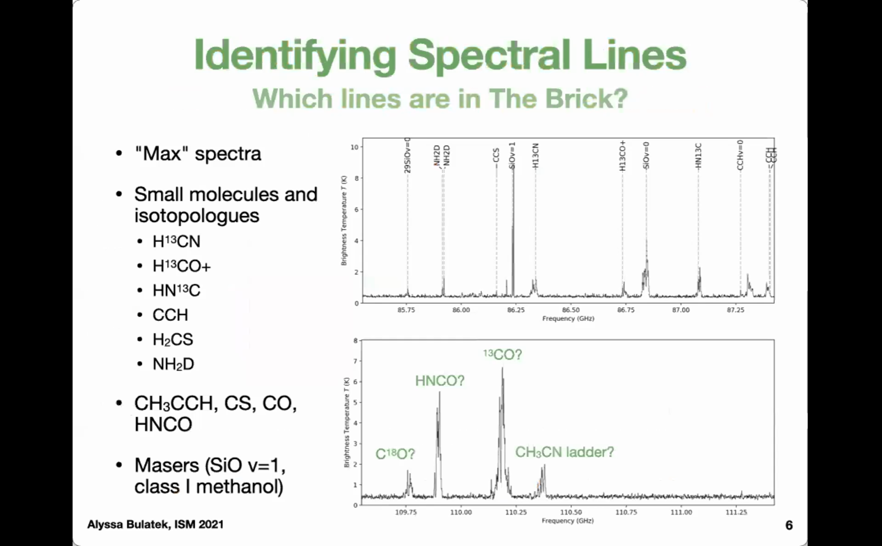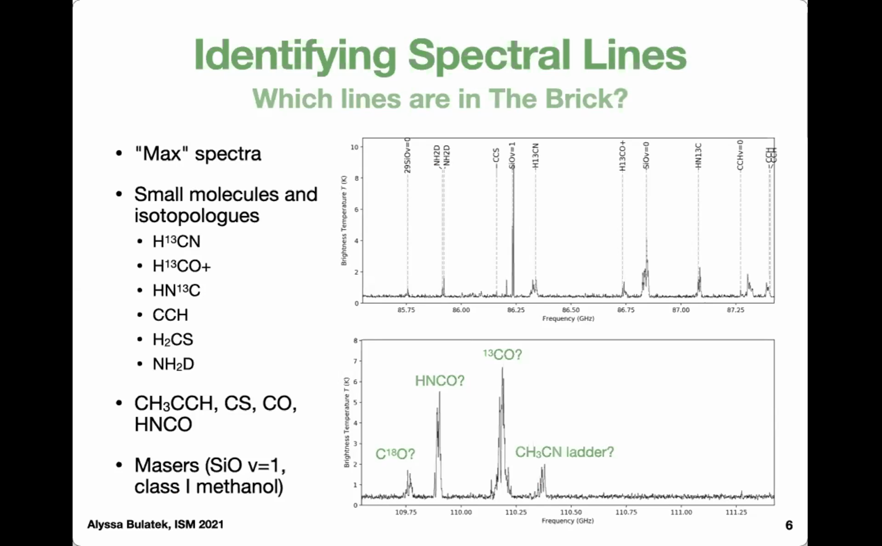Okay, so the first step in zooming in on that coarse spectrum is to look at the individual max spectra for each spectral window that we have. We've done this for a few max spectra, and we've looked at them closely. In general, we see a lot of small molecules that you might typically see in a cloud like this, and we also see their isotopologs. So things like HCN, HNC, and NH2D, for example.